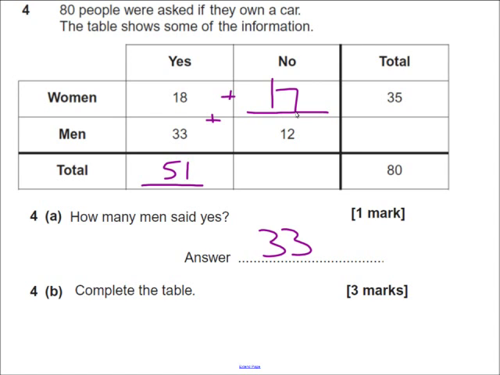The total of the no's then is 17 plus 12 to give us 29. And then just to prove that it all adds up, 51 plus 29 does give us our 80. There's only one more to complete, 33 plus 12 to give us this number here. So 33 plus 12 into your calculator gives us 45. And as a final check, 35 plus 45 should equal the 80 that we have. And that's how to complete the table.